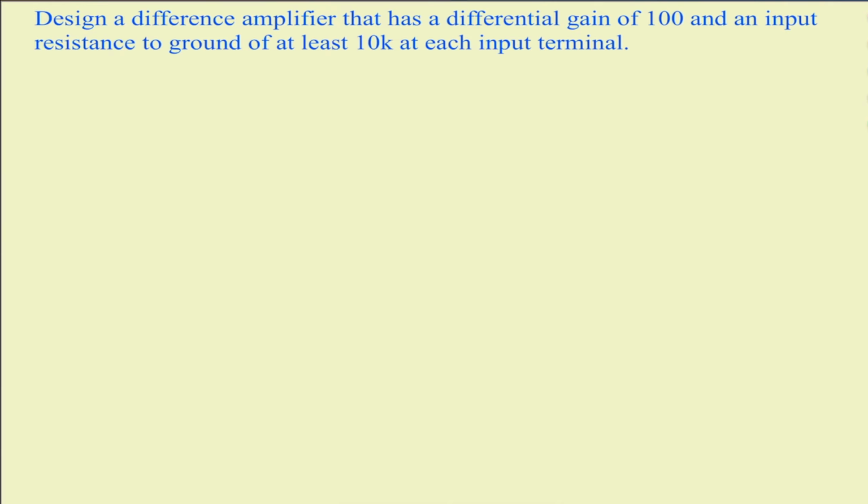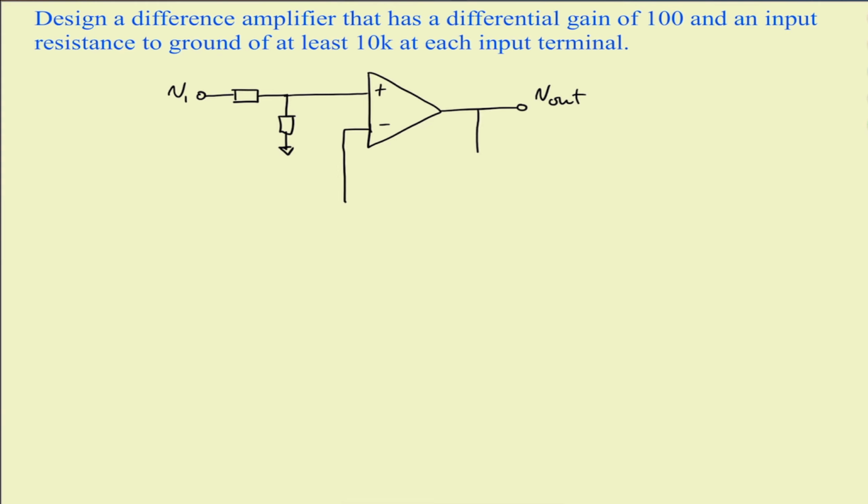So first, let's draw our complete difference amplifier circuit with our attenuation network. And here's our feedback network and our second input voltage signal.